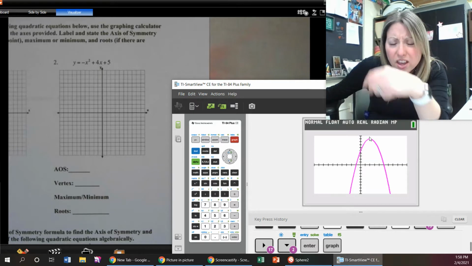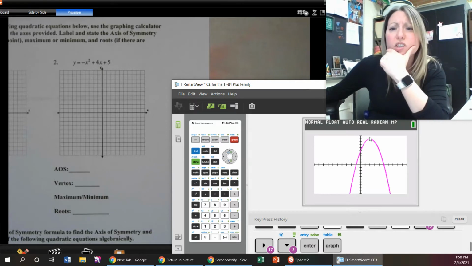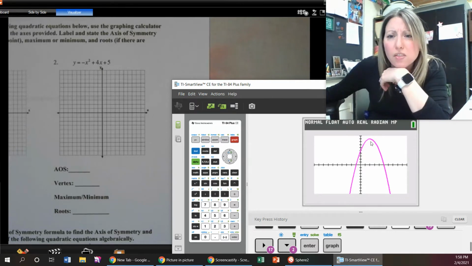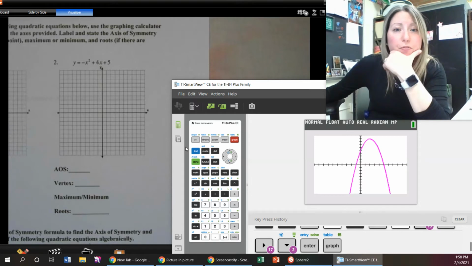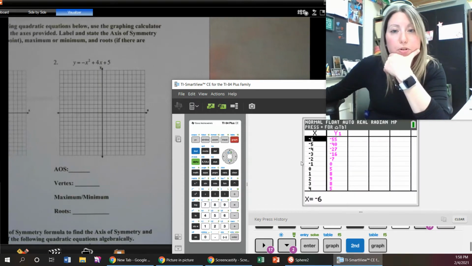Are they on that or are they between that? It looks like they're on x equals 2. And then what would this be? 2, 9? Something like that. Well, I mean, we'll figure it out pretty quickly by pressing second and graph to see our table of points.